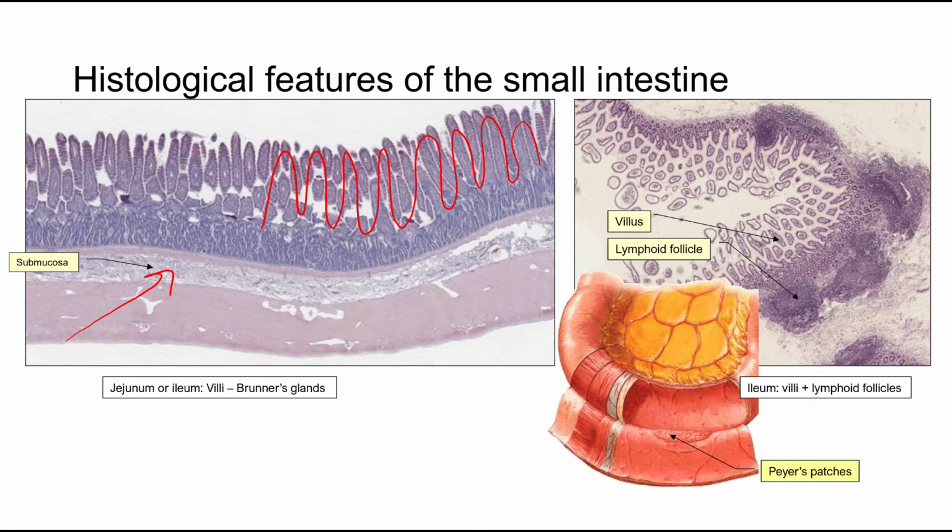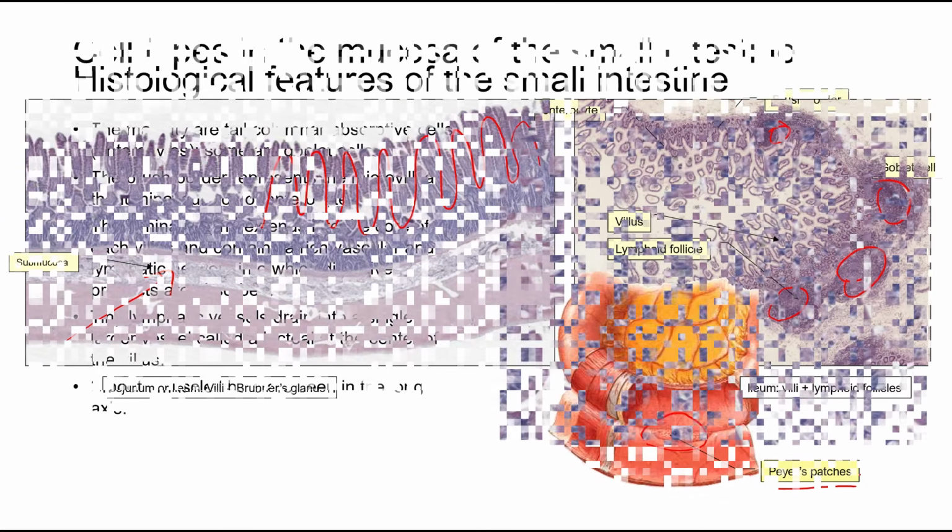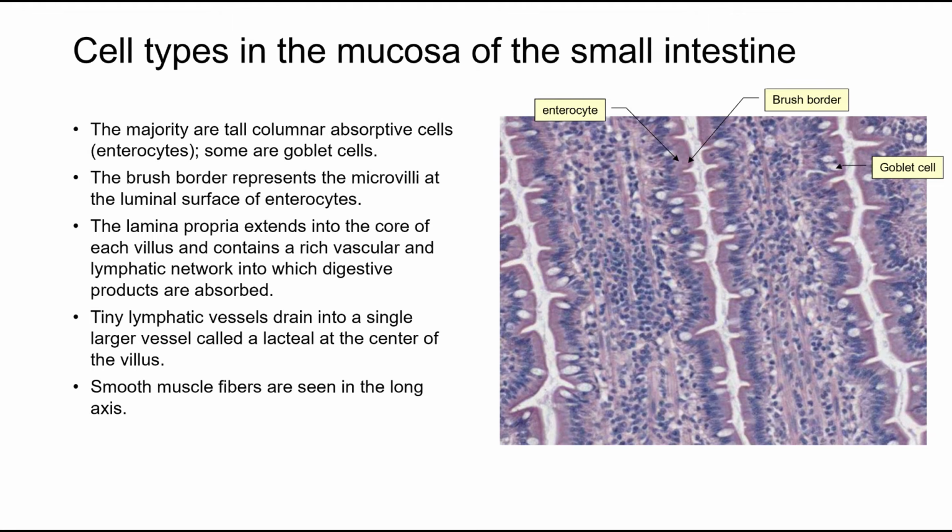Because the presence of the lymphoid follicles is characteristic for the ileum, especially the terminal part of the ileum, where these lymphoid follicles aggregate and can even be seen grossly on the inside of the ileum, and they are called Peyer's patches.